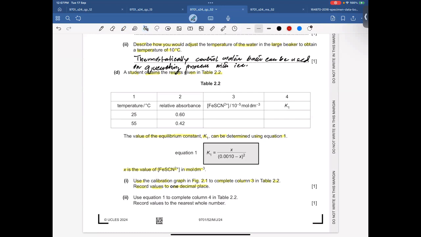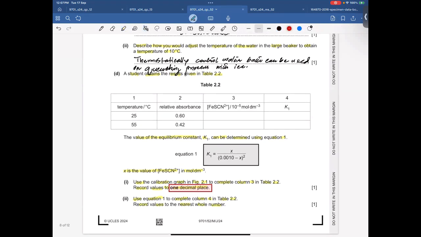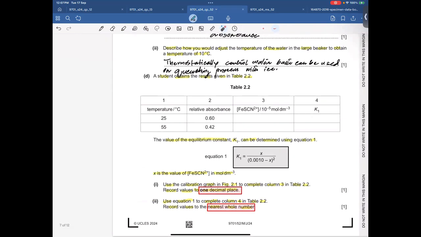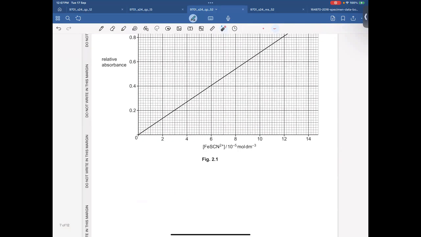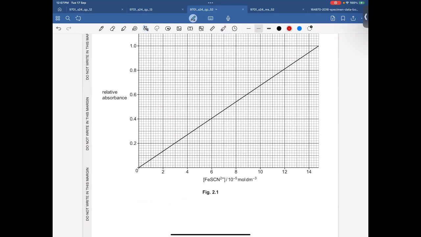That's another very, very important aspect, that we need to record the values up to one decimal place. Use equation 1 to complete column 4 in table 2.2. Record your values to the nearest whole number. Okay. So at 0.6 absorbance, the concentration of iron thiocyanate ion must be read at 0.6.